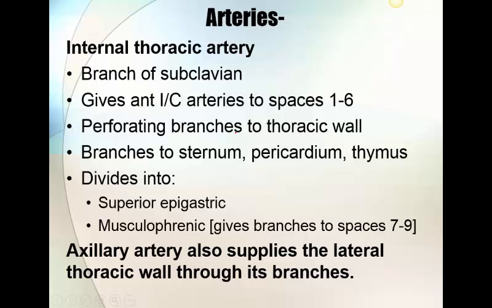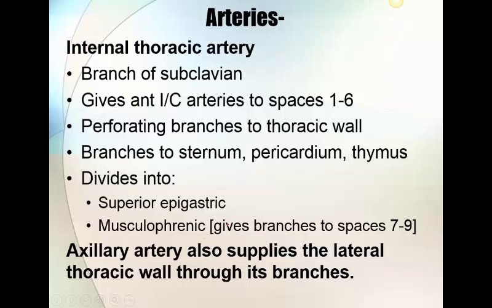Okay, before we look at that, let's describe the internal thoracic. It's a branch of the subclavian, as we just said. It gives off anterior intercostal arteries to the first 6 spaces. We will see that it also gives off perforating branches to the thoracic wall. So they perforate muscle and come to the anterior portion of the thoracic wall. You will see later when we do the cavity that it will give sternal branches, and branches to the pericardium. There's a gland there called the thymus. Then this artery divides into its 2 terminal branches. This is the one which gives branches to spaces 7 to 9.